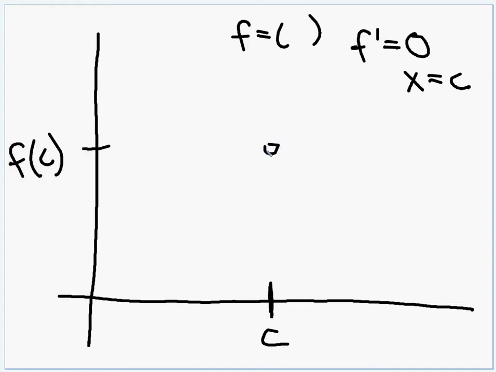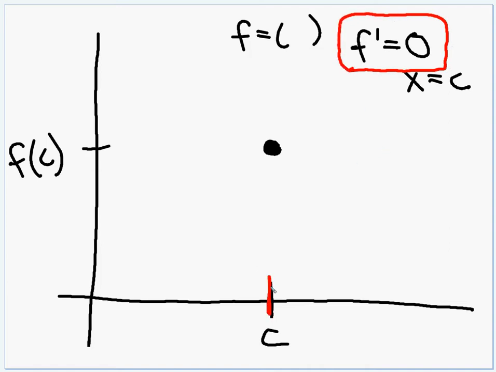So we know there's a point floating out here in space, and we're trying to figure out if that point is a minimum, a maximum, or maybe neither. Because remember, just because it's a critical number, we're not guaranteed that it's a min or a max. So to figure out if this floating point is a min or a max, we're going to look at the first derivative. That's why this is the first derivative test.